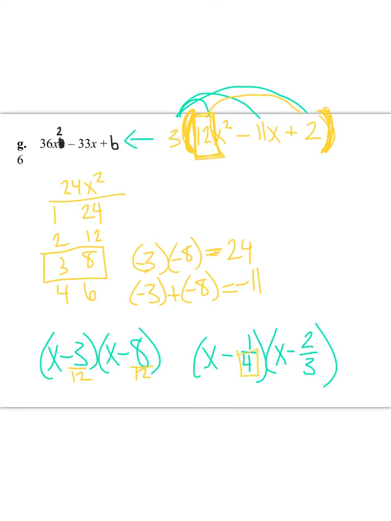So 4 gets moved up and 3 gets moved up. So for my final answer, I will have 4x minus 1 times 3x minus 2. And please, please, please don't forget that we had a 3 out in front. I really should have been writing it along each step, but please don't forget we have that 3 out there.